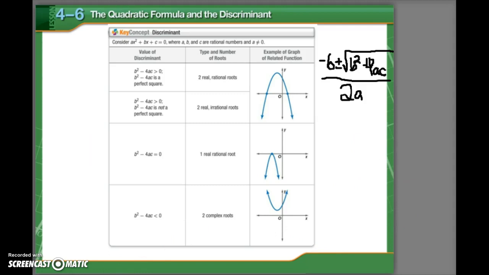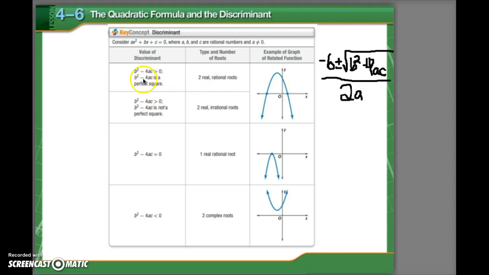So when you're working on this, the discriminant is actually the piece inside of the square root. It's the b squared minus 4ac. So there's a couple cases for figuring out what kind of roots, what kind of solutions you're going to have. So if b squared minus 4ac is greater than 0, there's going to be two real roots.